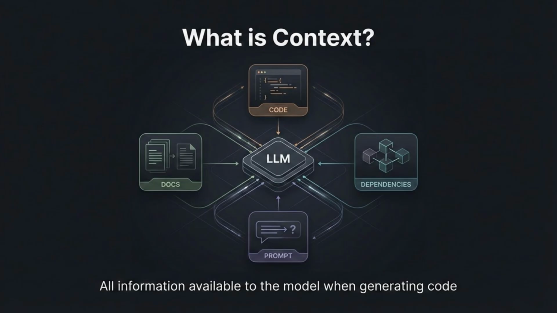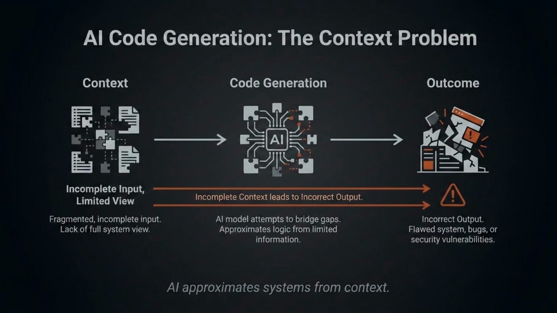So what exactly is context? Context is all information available to the large language model, or LLM, when it generates code. This includes the existing code, documentation, dependencies, and the initial prompt. The core problem is that incomplete context leads to incorrect output.